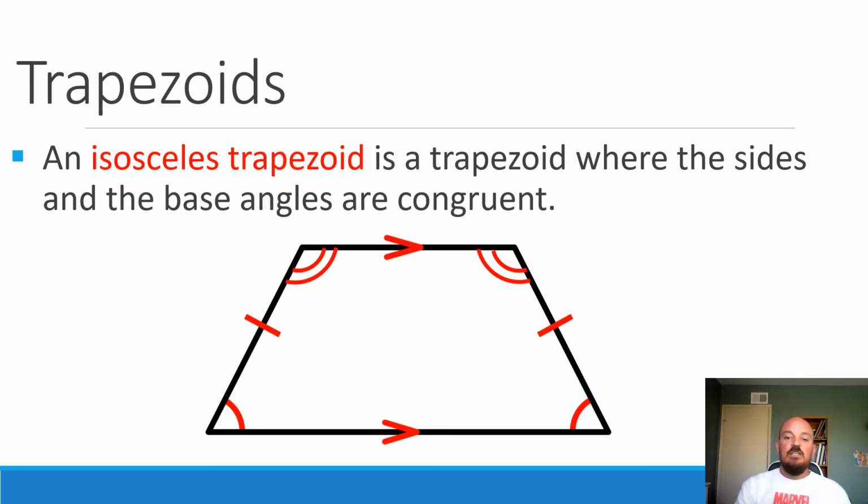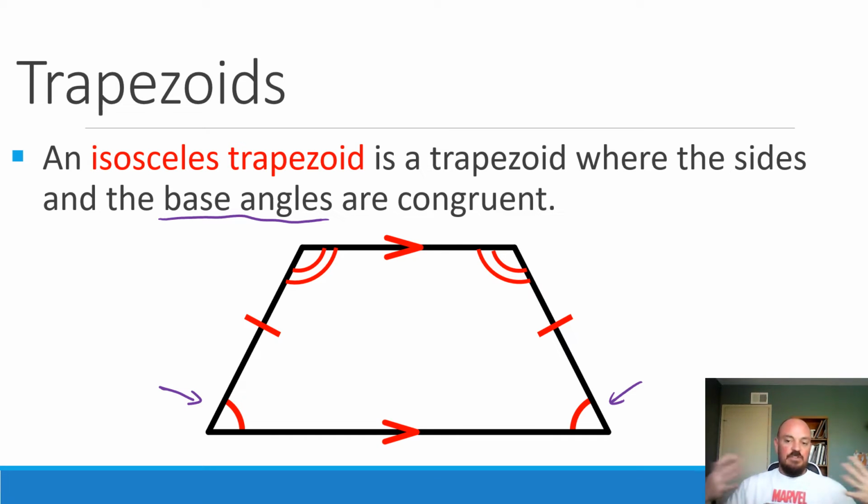Now notice, I said one more thing in here. I said the sides and the base angles are congruent. So there are actually three things congruent here. The two sides are congruent. You can see that, those are marked. But you also have two pairs of congruent angles. This one here is congruent to this one here. Now that's what we usually call the base angles.